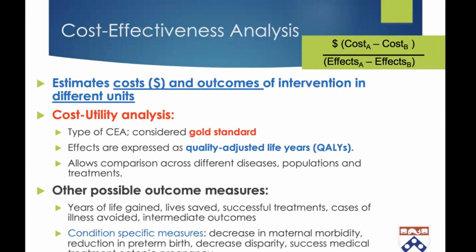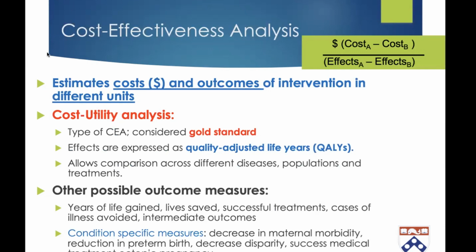So I'm going to focus, really for the rest of the talk, on cost effectiveness analysis. This is sort of the gold standard. This is what's most commonly done and what's appropriate for a clinical trial. So here we estimate the cost in dollars and outcomes of the intervention in different units. So cost would be in dollars and effects are in other units.